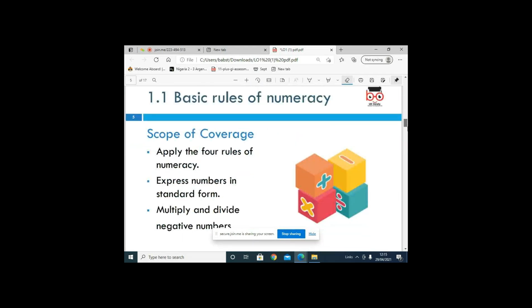So, the scope of study in this learning outcome. Can you mute yourself? Is it okay, guys? Okay, thank you. What we're going to do today is apply the four rules of numeracy, express numbers in standard form, and multiply and divide negative numbers. The first section we will do is to apply the rules of numeracy.